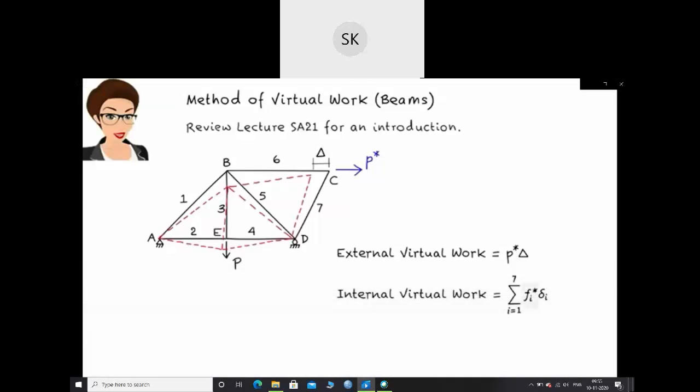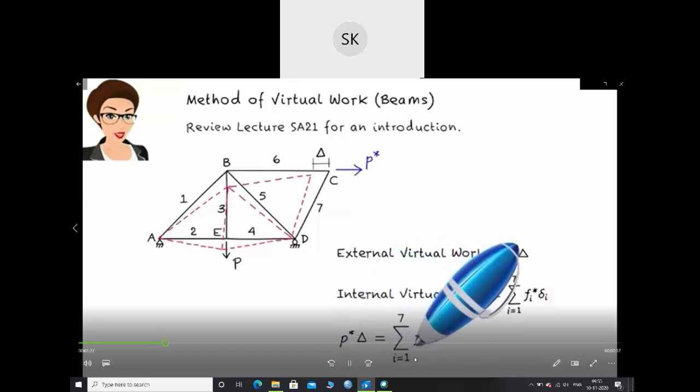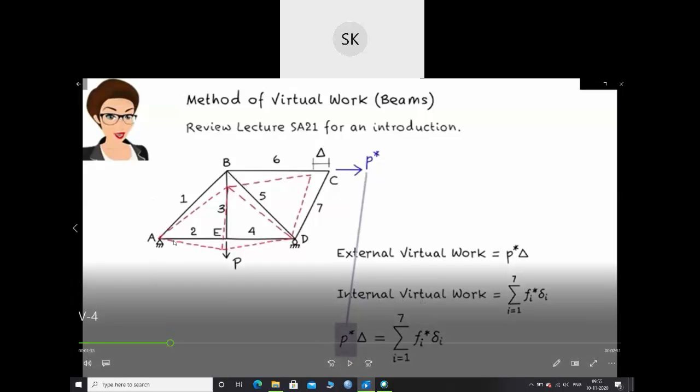Here, F star i is the force in member i due to the virtual load, and delta i is the elongation of the member due to the real load. According to the method of virtual work, external virtual work equals internal virtual work. Earlier it was 5 members, now you have 7 members. If you see the figure, you have 7 members. That's why they have placed i equals 1 to 7. That means F1 delta 1, F2 delta 2, F3 delta 3, like that till 7.